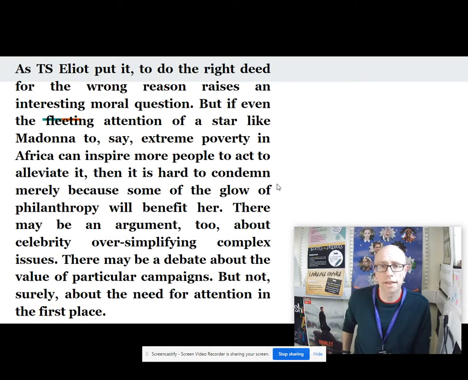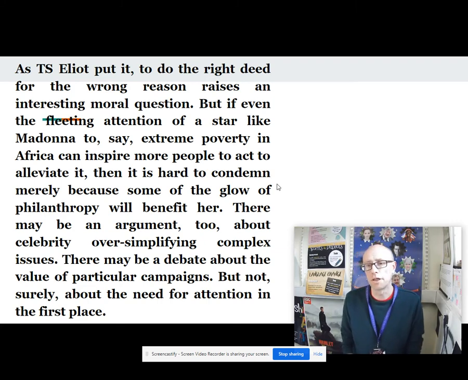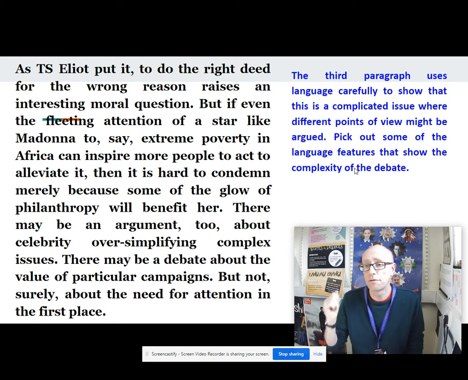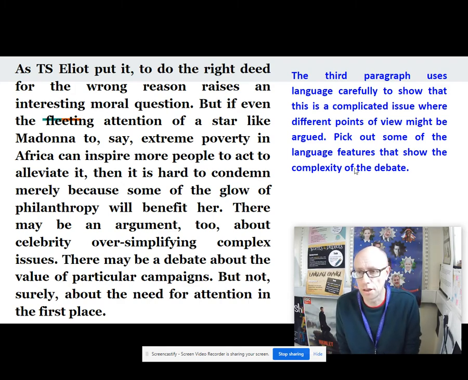It then goes on to do this, as T.S. Eliot put it, to do the right deed for the wrong reason raises an interesting moral question. But if even the fleeting attention of a star like Madonna to, say, extreme poverty in Africa can inspire more people to act to alleviate it, then it's hard to condemn merely because some of the glow of philanthropy will benefit her. There may be an argument too about celebrity oversimplifying complex issues. There may be a debate about the value of particular campaigns, but not surely about the need for attention in the first place. So you can see here how the language is being built up very carefully in not a sensationalized way. Okay, there is a subtlety and sophistication to the argument here that shows that this debate is complex.